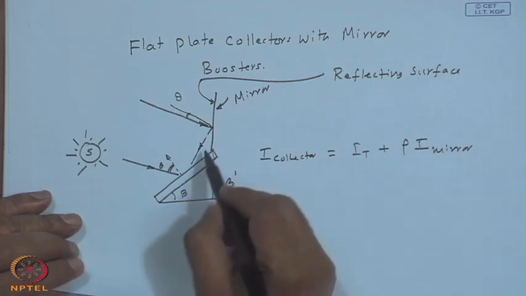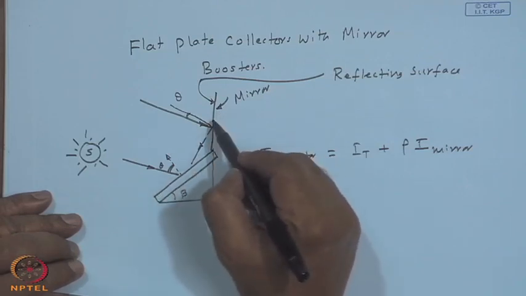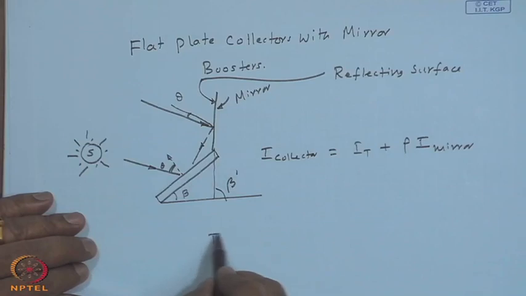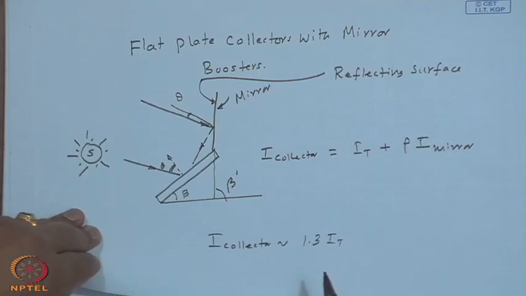So, the point is, without absorber, without other paraphernalia, this may improve I collector now, may turn out to be 1.3 times I t. So, you have a 30% higher incident radiation with only one mirror, but if the cost is less than, let us say, 30% of the solar collector cost, the mirror is worth it.